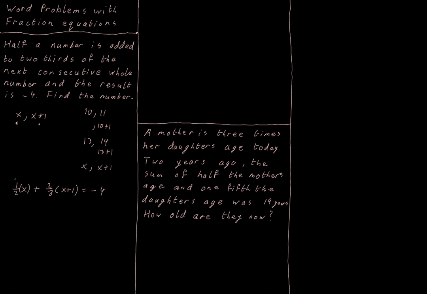Now, normally I don't do sums with half of something and 2/3 of something. I write them as fractions. So this is x all over 1, and this is x plus 1 all over 1. So I multiply numerator by numerator, denominator by denominator, and I end up with 1x all over 2 plus 2 on x plus 1 all over 3 is equal to -4. That's in an easier to deal with form.